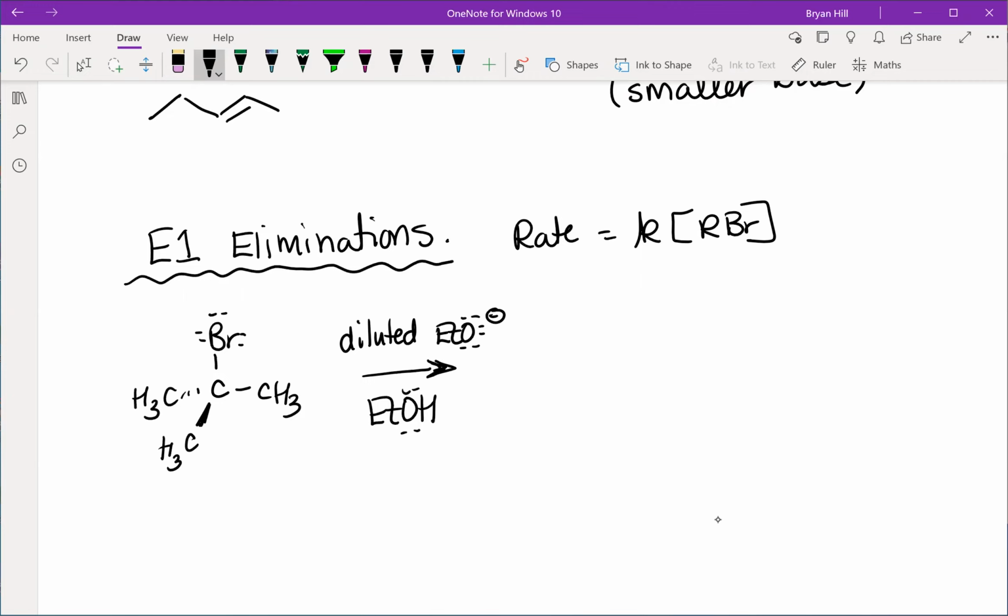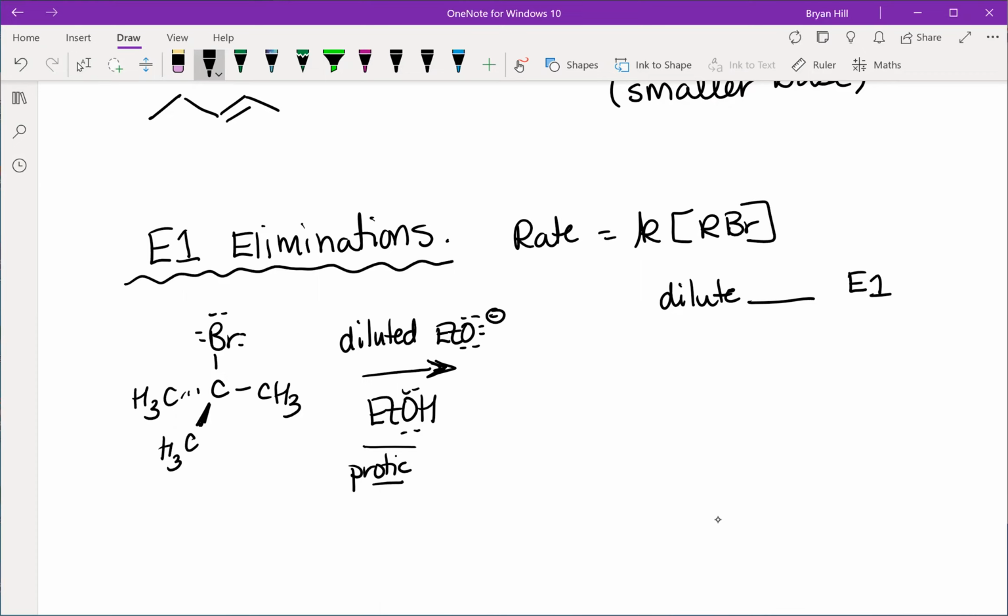So you're still using a protic solvent, and the same rule applies. If you're using ethoxide, you'd use ethanol as your solvent. But if you wanted to promote E1 over E2, you would dilute your base. So if you ever see on a test "dilute whatever," this is going to be a highlight to mean that what I'm getting at is E1. So just keep that in mind.